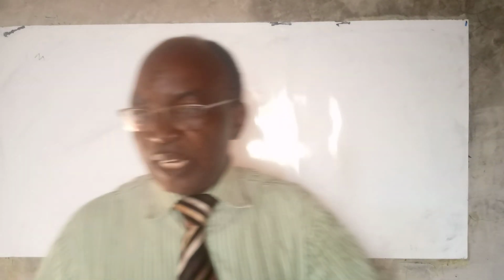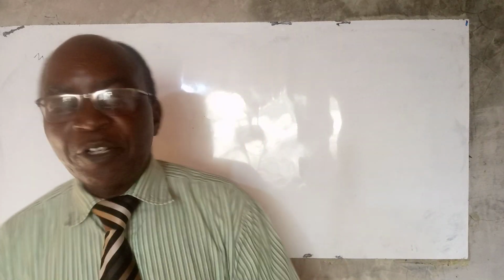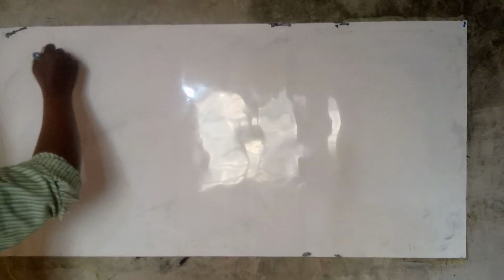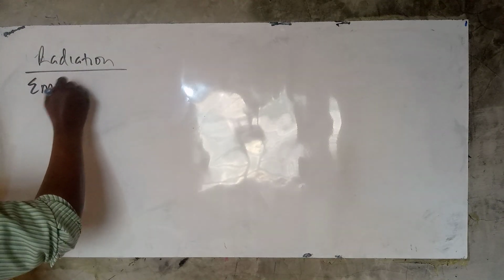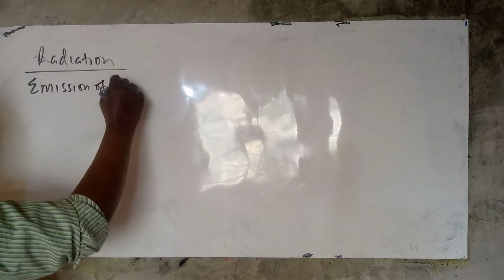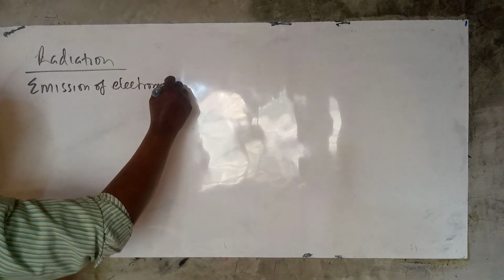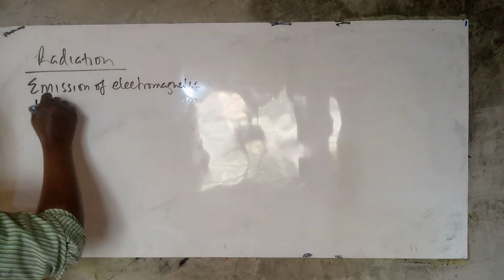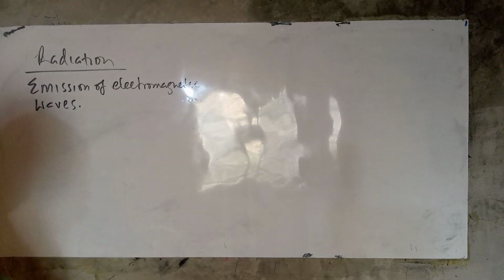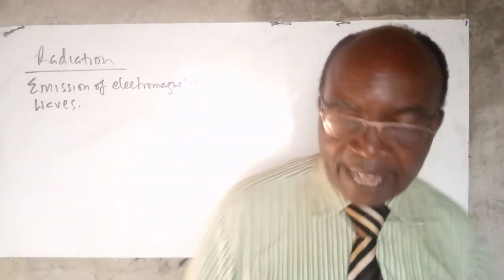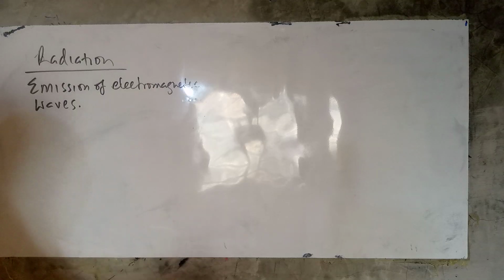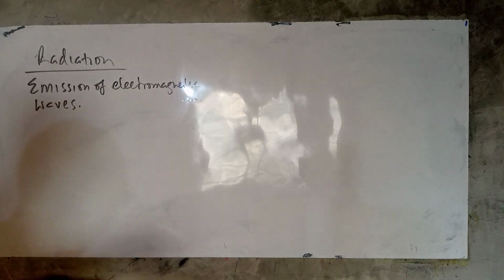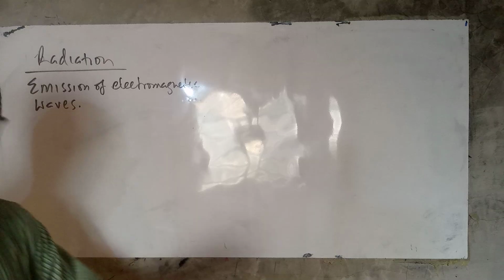When you're talking about emission of radiation, we are talking about emission of electromagnetic waves. So we are still on radiation, which involves emission of electromagnetic waves. And what is the import of this? These waves have a wavelength, and these waves are related to frequency, which is always in cycles per second, in terms of their wavelength.